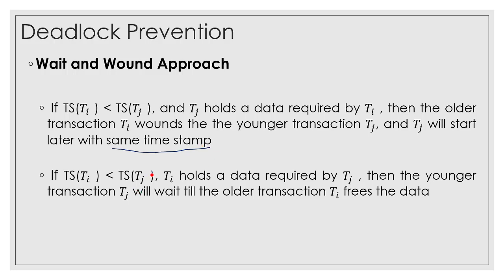Now, if this condition is satisfied, meaning transaction Ti is the older and Tj is the younger transaction, and Ti holds the data required by Tj, then the younger transaction Tj will wait in the lock manager table. When Ti frees the data, at that time Tj can start its work.